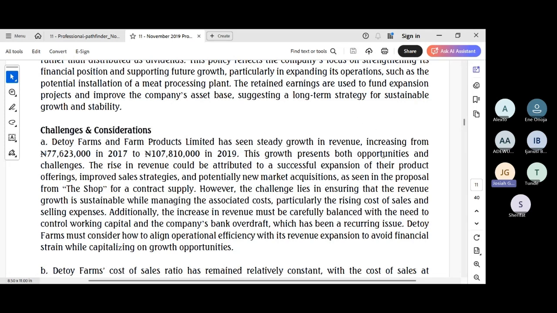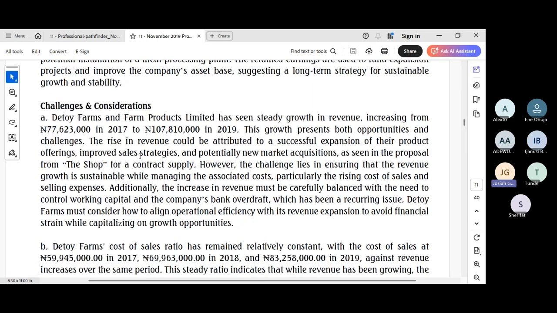And we said the growth has both opportunities and challenges. We now said the rise in revenue could be attributed to successful expansion of the product offerings, improving sales strategies, and potential new opportunities. We now said the shop, a contract supply, has challenges that lie in ensuring the revenue growth. So this is a challenge. And we are saying that the increase in revenue must be carefully balanced with the need to control working capital. So the farms must consider how to align operational efficiency with the revenue expansion to avoid financial strain while capitalizing on growth opportunities.